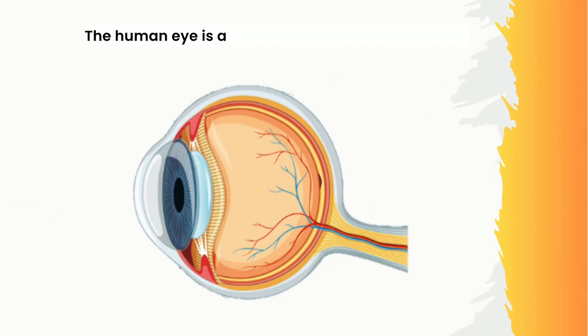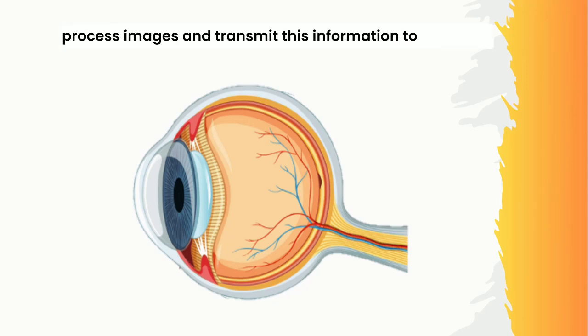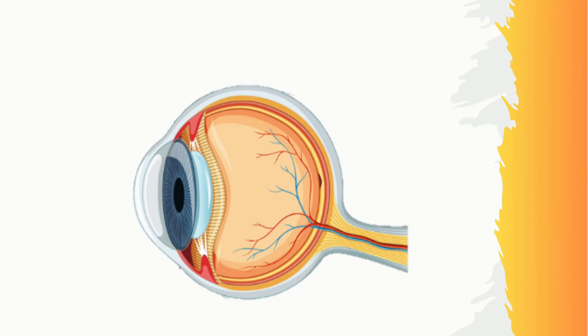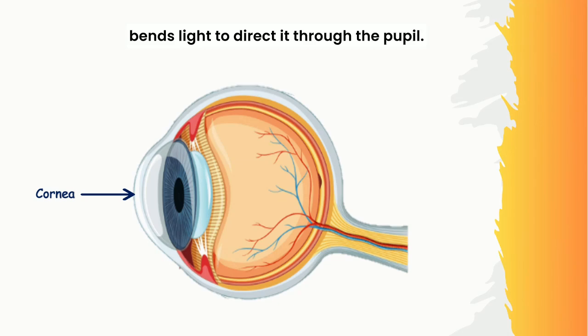The human eye is a marvel of biological engineering and functions much like a camera. Its complex structure allows it to capture light, process images, and transmit this information to the brain, enabling vision. The cornea is a clear dome structure at the front of the eye that acts as a windscreen protector and bends light to direct it through the pupil.